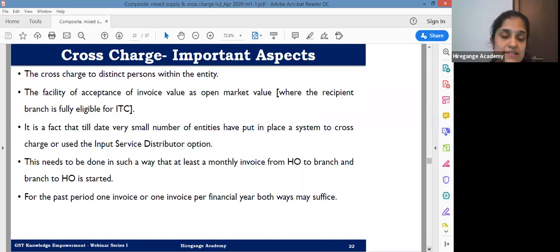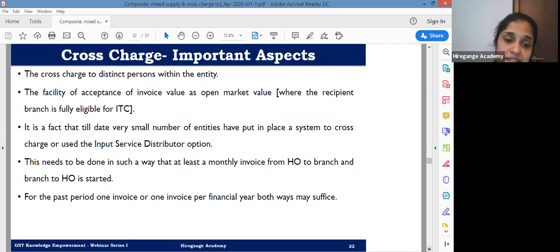It is also a fact that till date, very, very few SSCs have put in place a system to cross charge or use the ISD option. Most of the entities would not even be aware. They would have heard that there is some Columbia Asia decision. They would have heard somewhere that a cross charge is required, or an ISD registration is required. Is one ISD registration required or multiple ISD registrations required? So there will be a lot of doubts. Consequently, nothing may have been done. This is something we do come across among several of the SSCs.